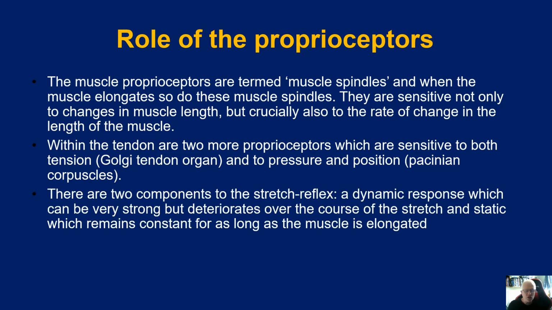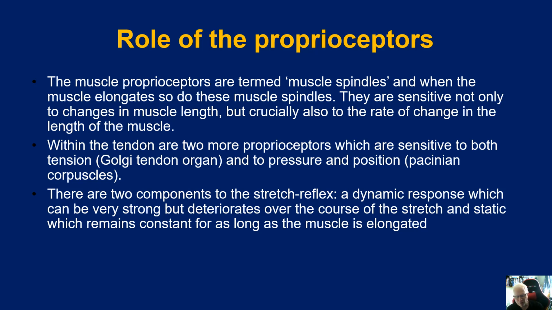Now, in terms of the muscle itself and the stretch, what we call the stretch reflex, there are two components to this. Remember, the muscle is going to go under stretch, and then you get feedback, which is telling the central nervous system where we are in terms of the length, the tension, and the pressure. And so there is a dynamic response, which is very strong, but that deteriorates over the course of the stretch. And there is a static, which remains constant for as long as the muscle is elongated.